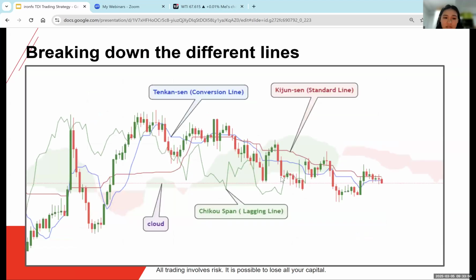So next, let's quickly go through a bit about Ichimoku. There are a couple of different lines when it comes to Ichimoku. We have Tenkan-sen, which is the conversion line, Kijun-sen, which is your standard line, Chikou span, which is the lagging line, and the cloud, which is the one that we use most often.